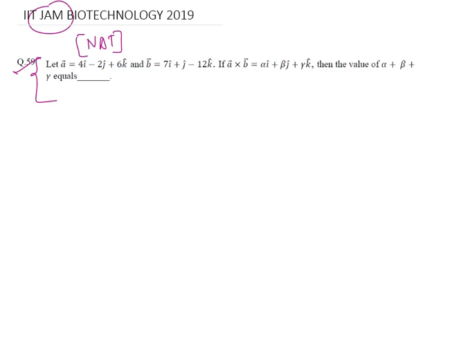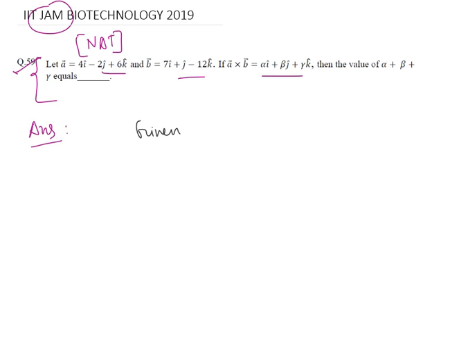Here we are given two vectors A and B. The A vector is 4i hat minus 2j hat plus 6k hat, and the B vector is 7i hat plus j hat minus 12k hat. If A cross B is equal to alpha i hat plus beta j hat plus gamma k hat, then we need to find the value of alpha plus beta plus gamma. So let's get into the solution.